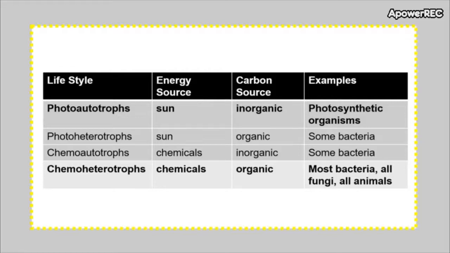And then lastly, the chemoheterotrophs, which has its energy source from chemicals and its carbon source from something other. So something else has produced those organic compounds for it. And this is most bacteria and all of the fungi and all of the animals. So us as examples, as we eat food, we get our energy sources from the chemicals in those food items that we consume, as well as our carbon sources.